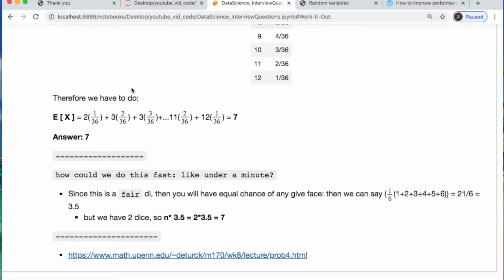But how can I look at this real fast and just get this answer? Well, you have an equal likelihood of 1 over 6 for any one of these faces to occur because it's a fair-sided die. So then you just add up all the different numbers that occur on the die, 1 through 6. Then you'll get 21 over 6, which is 3.5. But you have to multiply that since you have two dice, and now you have 7. So that's a quick, nitty-gritty way of doing that really fast.